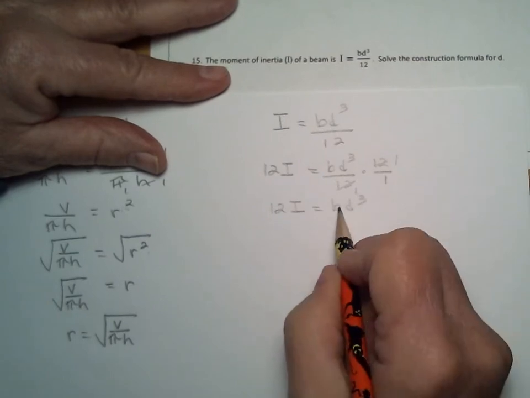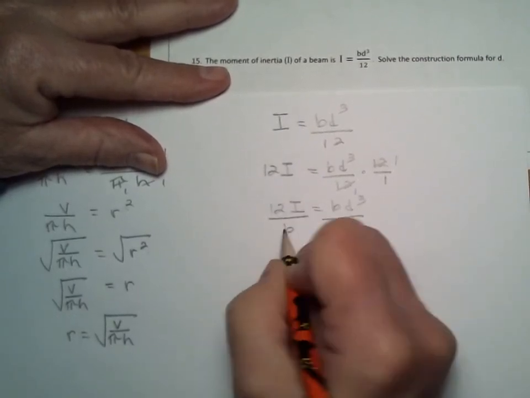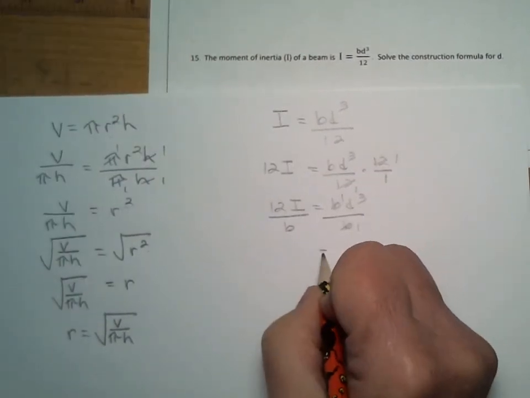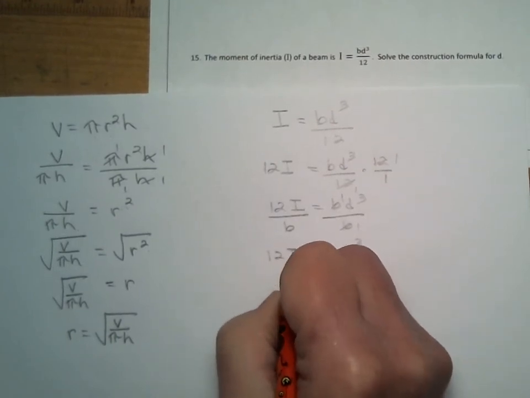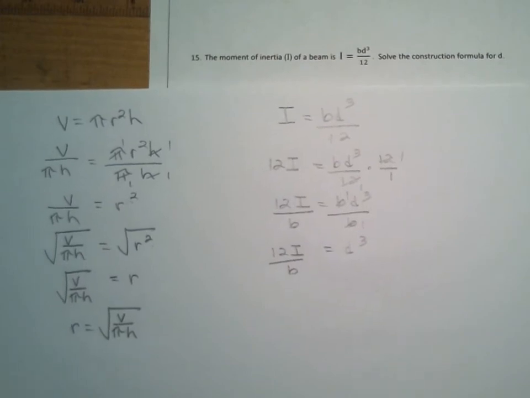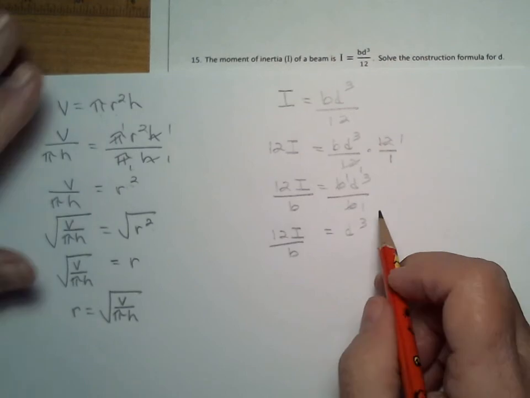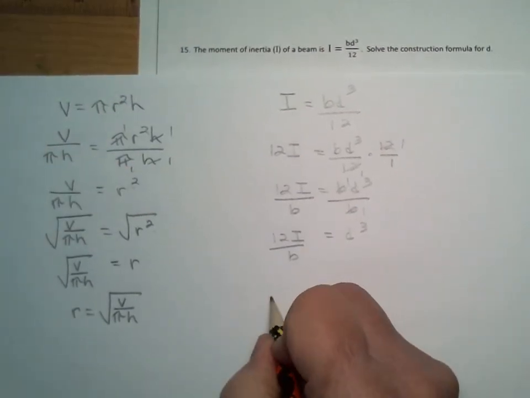Divide both sides by b. I'm going to save one step here by just doing it in that equation. The b's drop out, leaving me with d cubed, 12i over b. And finally, to get d, I'm going to have to do the opposite of what this guy is doing. I've got a cube going on there. So I'm going to be taking the cube root.